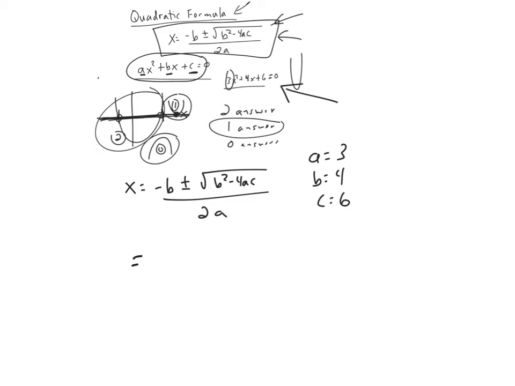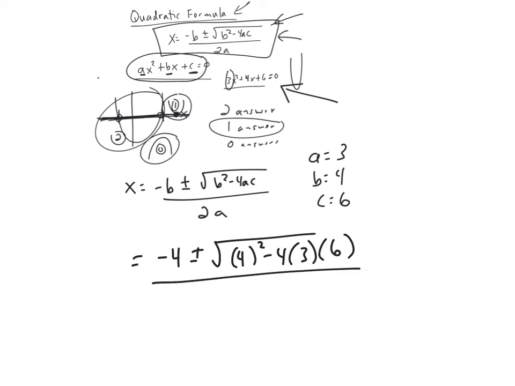So now we just plug stuff in. So my negative b would be a negative 4. And then I have b squared, so 4 squared, minus 4 times a, which is 3, times c, which is 6, all over. Notice I put this line all the way across. Some people think that it only goes here. It's the whole thing. And now I got 2a on the bottom, so that's 2 times 3 on the bottom.